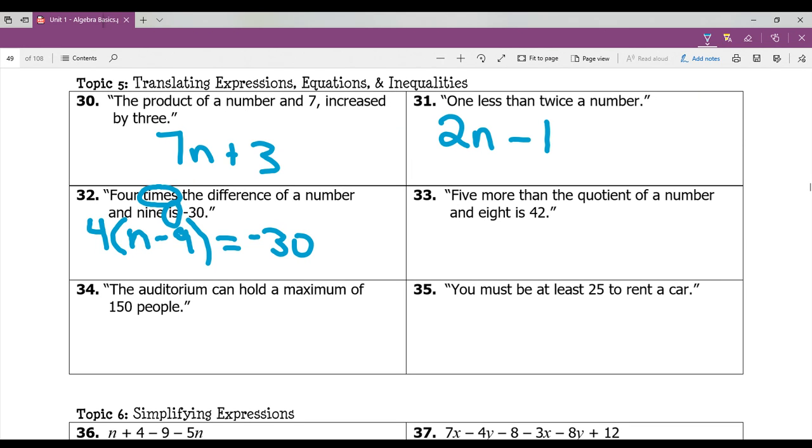5 more than the quotient of a number and 8 is 42. So again, notice that the quotient comes later. We're going to start there. I see is, so put an equal sign. 42 goes on one side. Quotient means divide. What am I dividing? A number and 8. So n divided by 8. And then 5 more, we add 5.